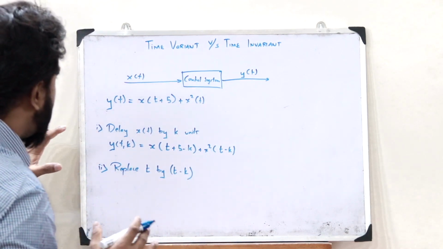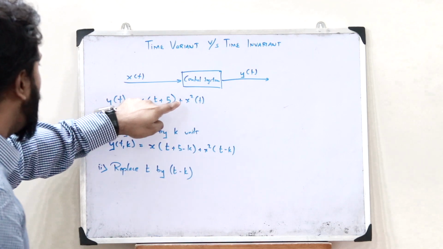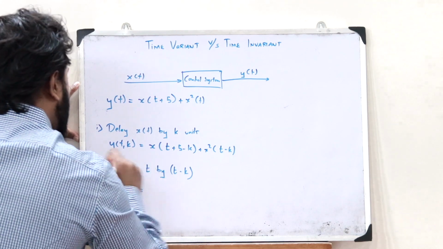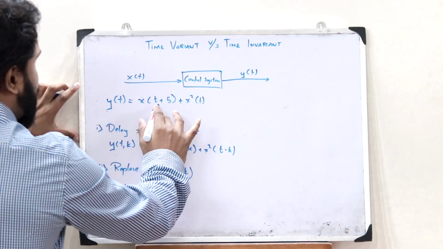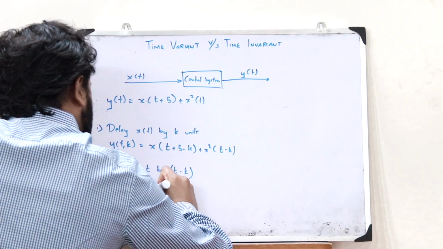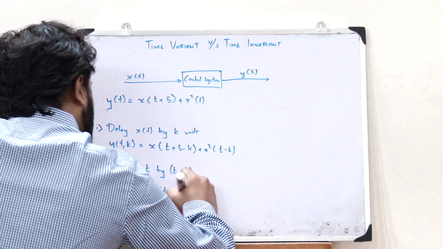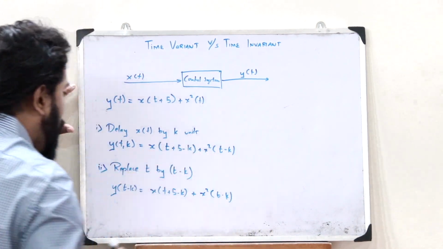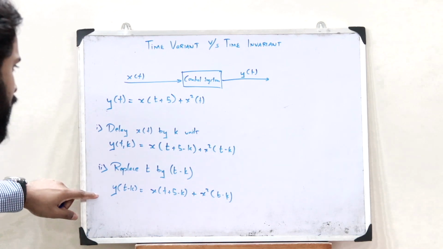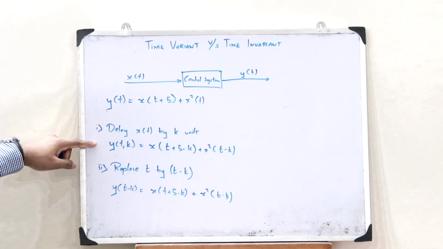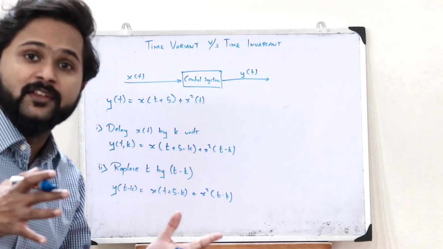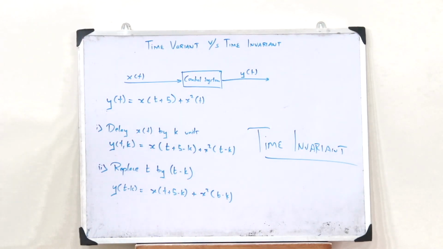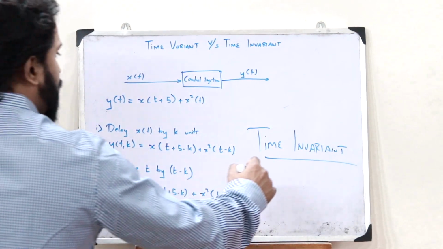And now when we replace t by t minus k in this equation, what we get is that y of t minus k is equal to x of t minus k plus 5, which is x of t plus 5 minus k, plus x squared of t minus k. So here we observe that they both are equal. That is, equation 1 is equal to equation 2. Therefore, it is a time invariant system, because equation 1 is equal to equation 2.